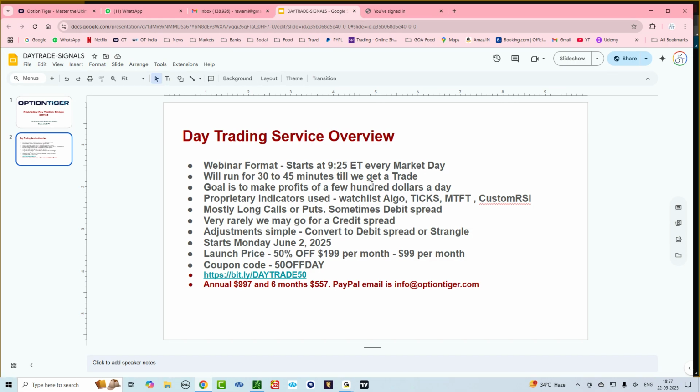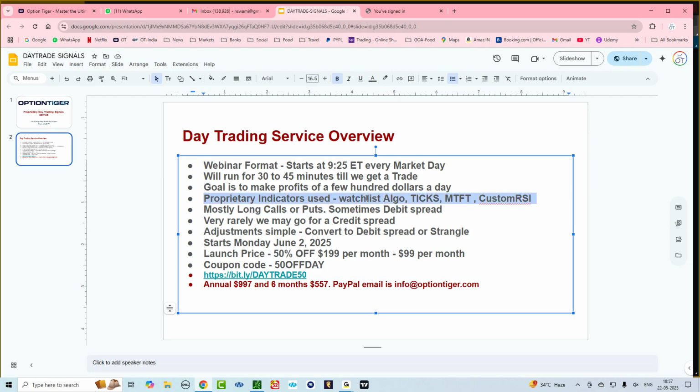And of course, we are going to use all our proprietary indicators, which includes the watch list algo, which tells us which stocks are bullish or bearish. We'll use the SPX ticks, the MTFT and the custom RSI. Most of the time, we'll try to use long calls or long puts. The problem is some of these option prices have become too high, and therefore buying a single option may not be very viable. So we will use a debit spread in that case, and very rarely we will go for a credit spread.